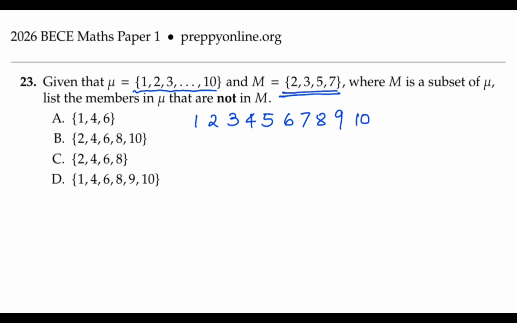So let's cancel out those members that are in M. And the first one is 2. So we cancel out 2. The next one is 3. Cancel out 3. The next is 5. Cancel it out. The next is 7. So after canceling out, we are left with 1, 4, 6, 8, 9, 10. And D is the one that has that collection.